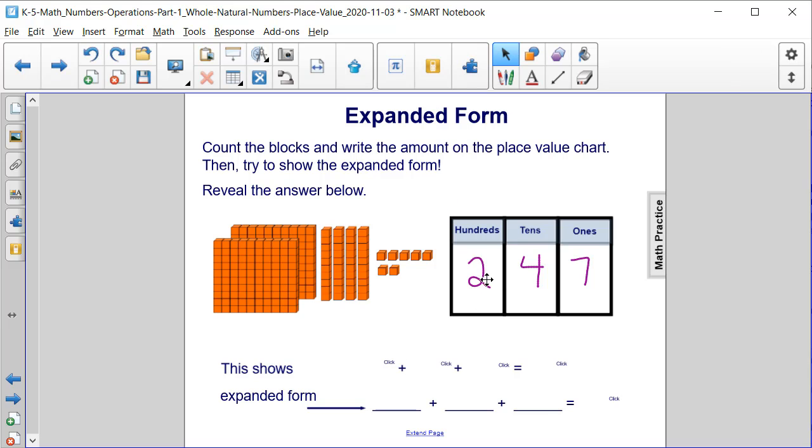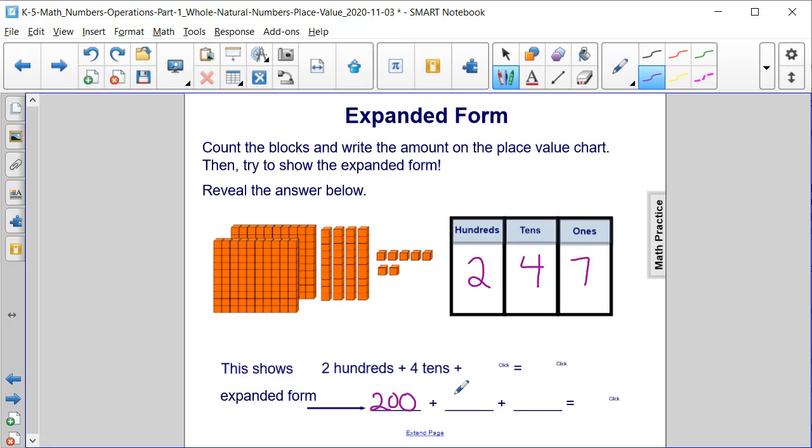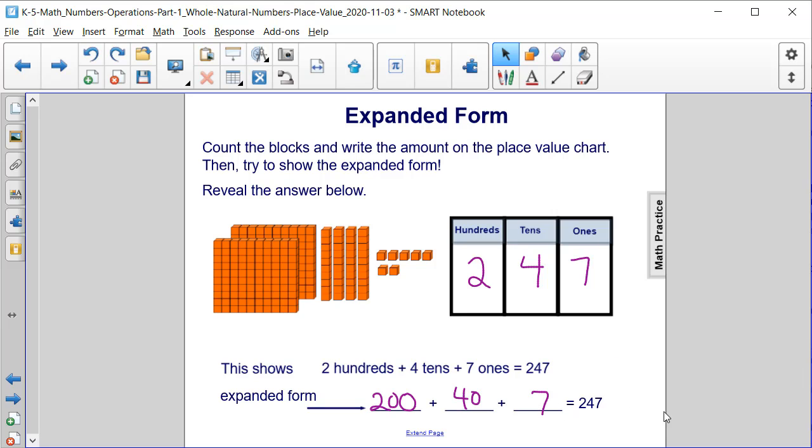So as we said, the first number in the hundreds column represents 2 hundreds. And then we have 4 tens. And we can rewrite 2 hundreds as 200, the number. And then the 4 tens we can write as 40. And then we have 7 ones, which represent the number 7. And if we add these up, we will end up getting 247 each time. So our answer, or what the blocks represent, is 247.